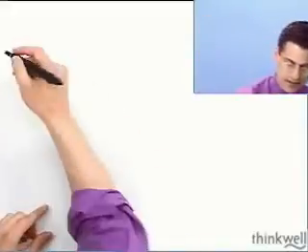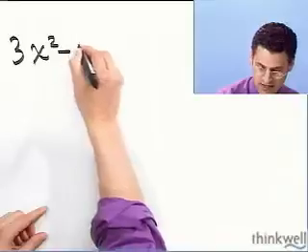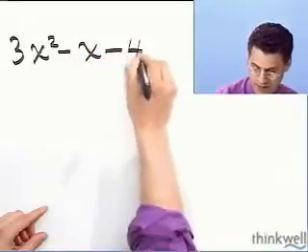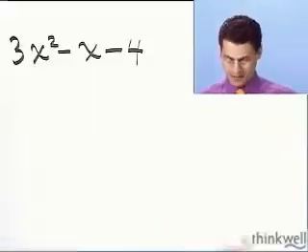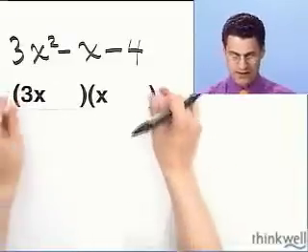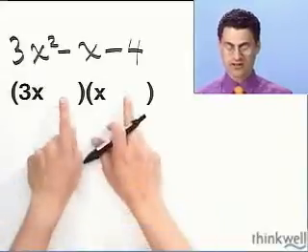So let me write the problem back here. This problem is 3x squared minus x minus 4. And let me write down all those cases I have to consider for that bottom thing. Because here's where we are right now. We have this. We know it's going to look something like that. And now what I want to do is figure out what's going to go in these holes.